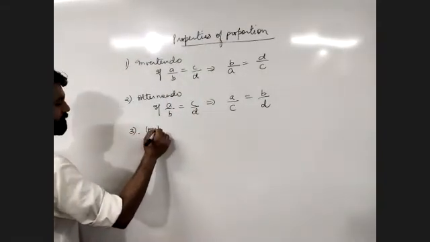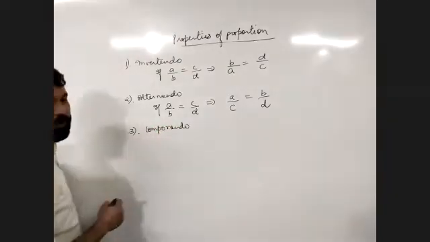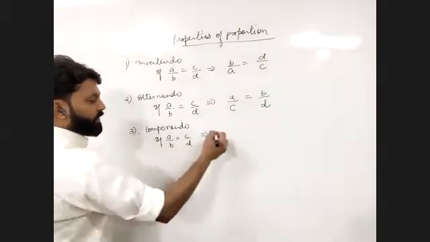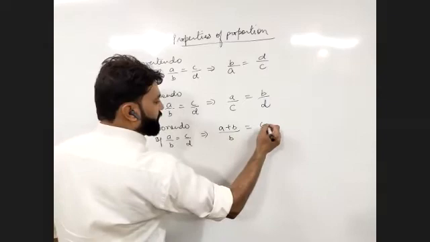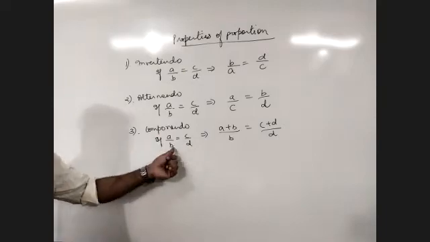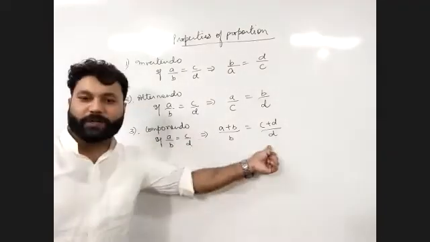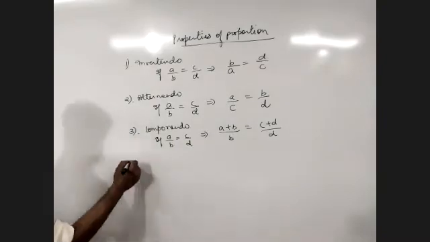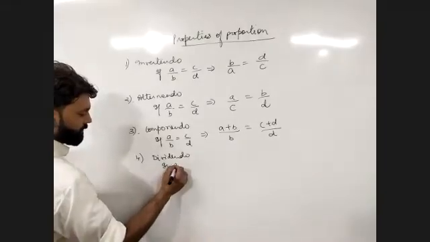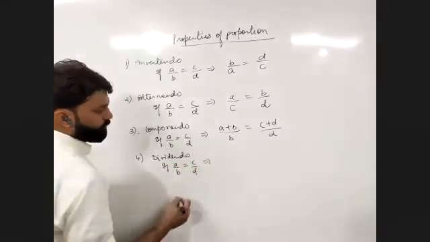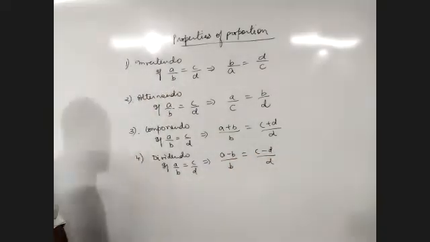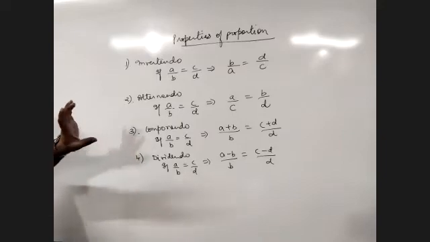Next is componendo. Componendo is if A upon B equal to C upon D, then A plus B upon B equal to C plus D upon D. That is, if these two are equal, then their sum upon denominator, their sum upon denominator will be equal. Next is dividendo. Any guess? No. A minus B upon B equal to C minus D upon D. Although these two properties will be hardly used in any question.